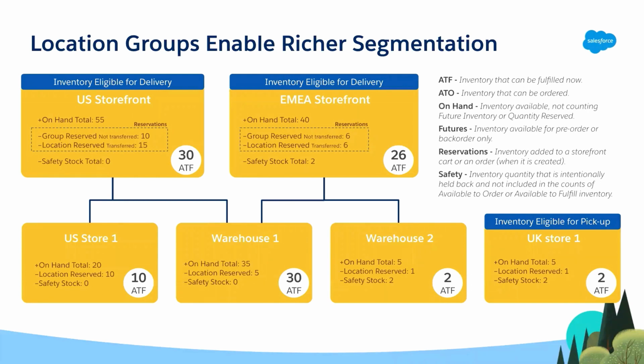The service automatically factors in on-hand inventory counts, any future inventory that may be on order, any existing reservations, and safety stock numbers to calculate the available to order and available to fulfill numbers to power the storefront buying experience. Pretty great, right?